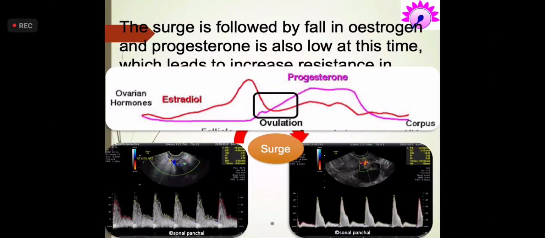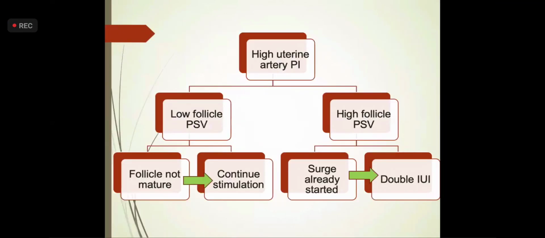So, here again, a very important message. If I'm doing a pre-ovulatory scan and the uterine artery resistance is high, and along with that the follicular PSV is also high, that means I'm close to the surge, and that means I must do an earlier IUI or a double IUI.